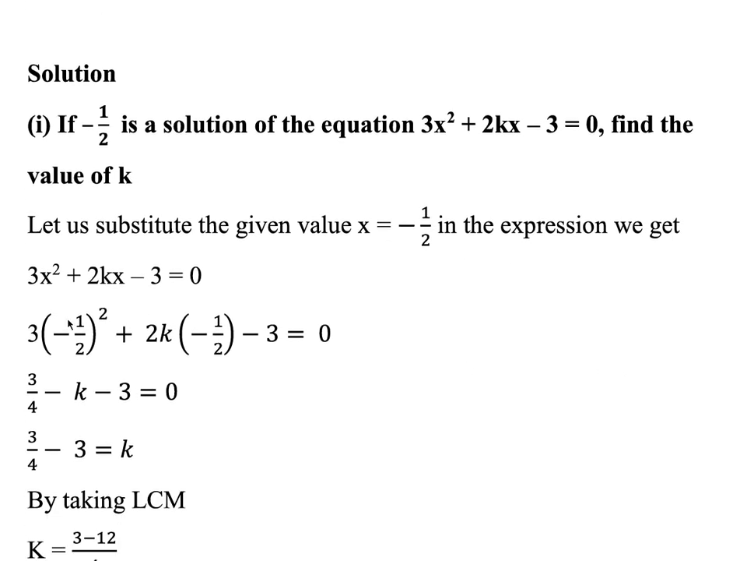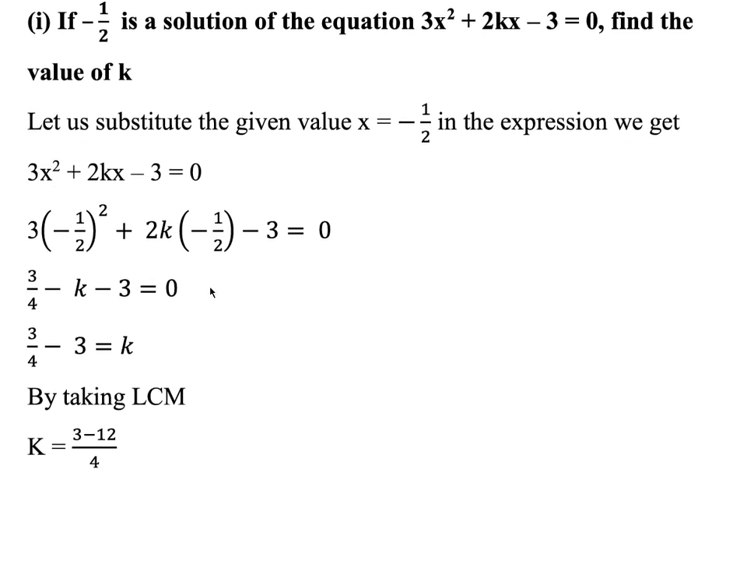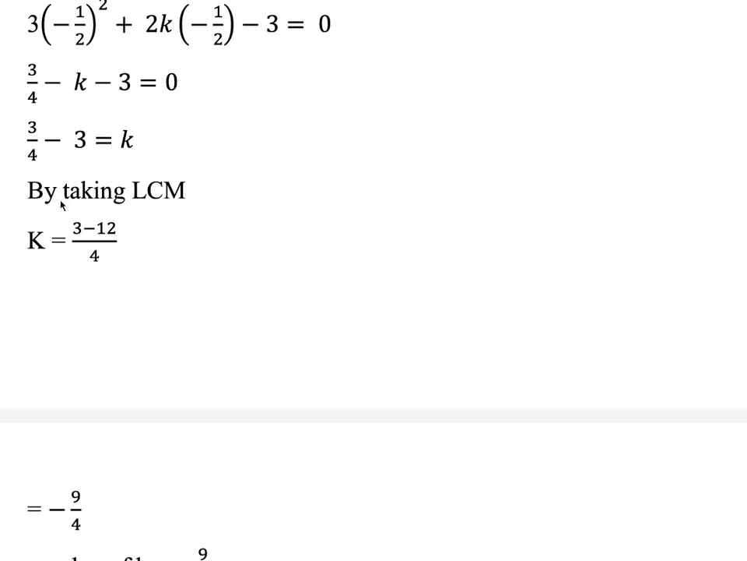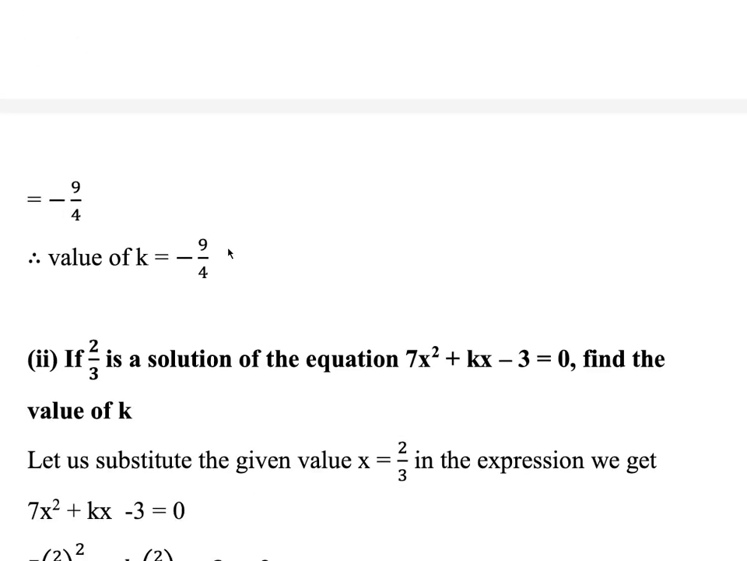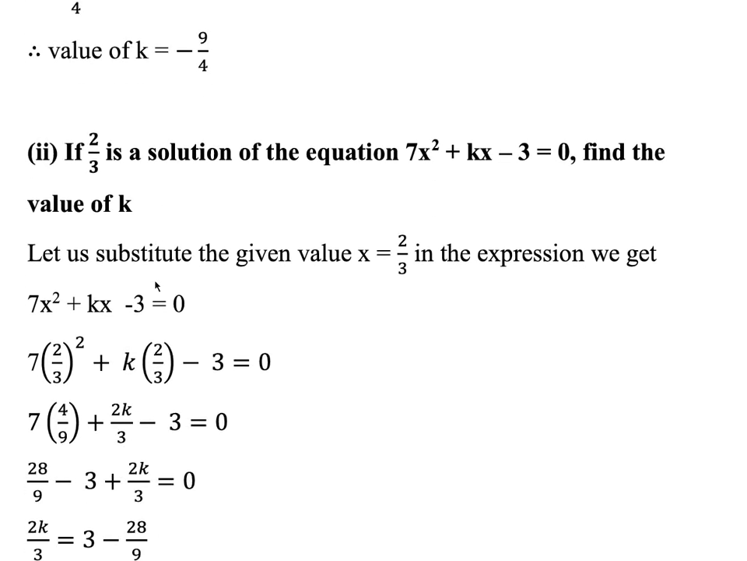given expression. So 3x square plus 2 into k into x minus 3 is equal to 0. So what we will do, in place of the x we will write minus 1 by 2. Okay, and we have to simplify a little bit. 3 by 4 minus 3 is equal to k. By taking the LCM we will get the value minus 9 by 4. So here the value of the k will be minus 9 by 4.